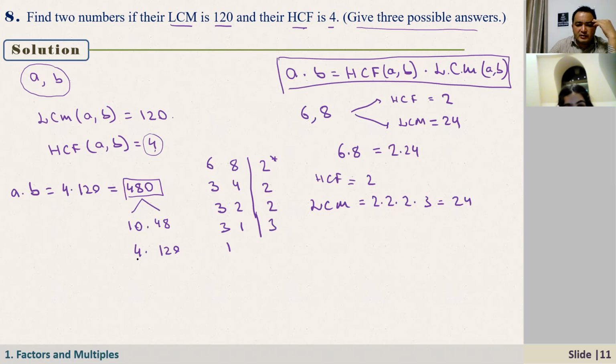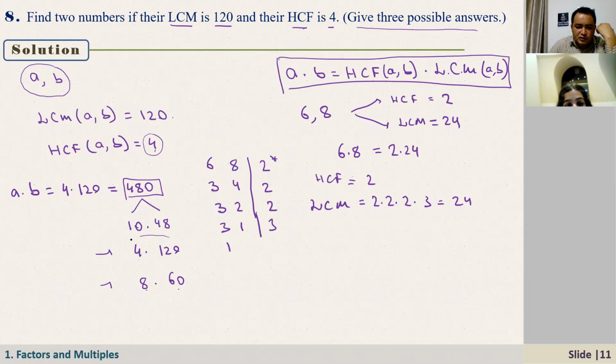And how about 4 times 120? The highest common factor is 4, and the least common multiple is 120. This is the first choice. Another one, a multiple of 4: take 120, I can write it as 2 times 60, so 8 times 60. Is 8 times 60 equal to 480? Yes. And the highest common factor of 8 and 60 is 4, because 8 and 60 are both divisible by 4, and no bigger number divides both.